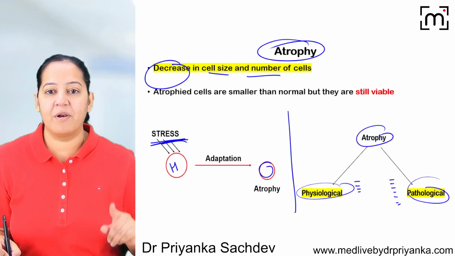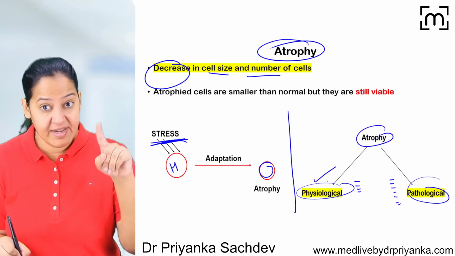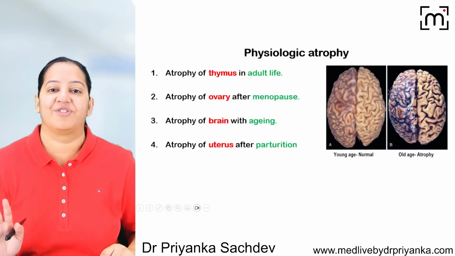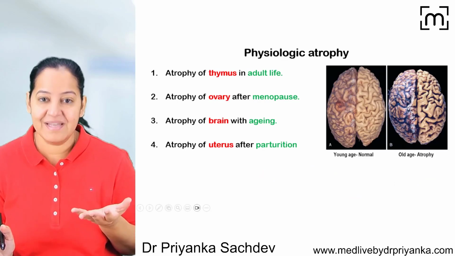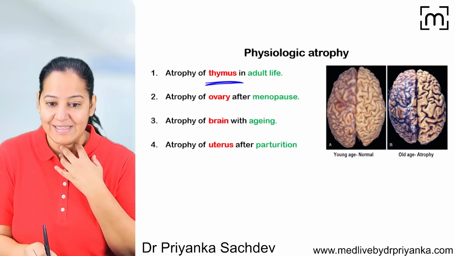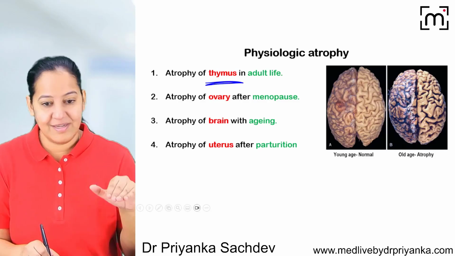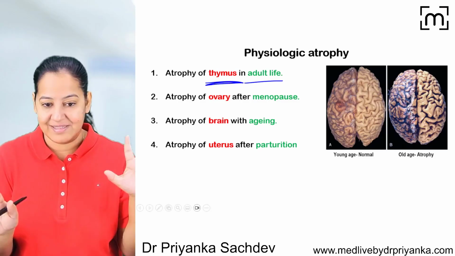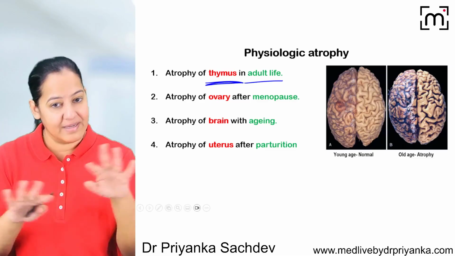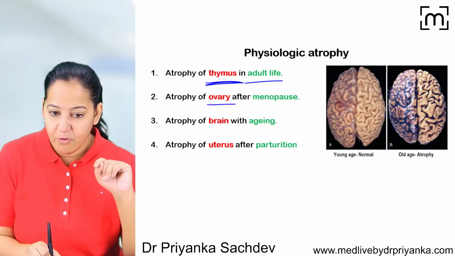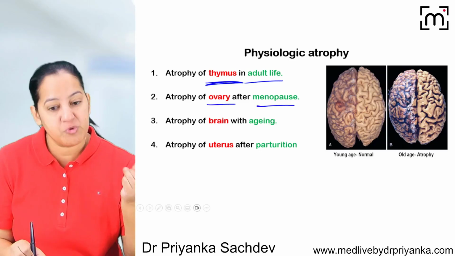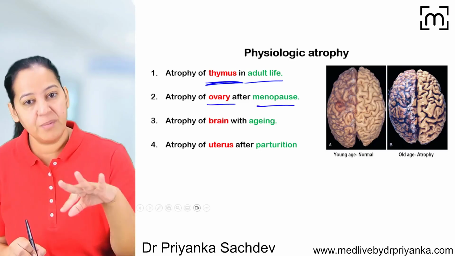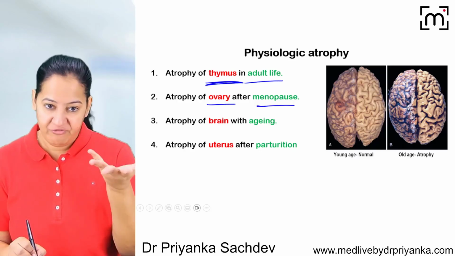Now tell me the 4 examples of physiological and 7 examples of pathological. 6 or 7 examples we will see. So first we will see physiological. In the physiological, tell me few examples. So we have a thymus as a gland. In fetus it is present, but as the person grows up, it disappears. So thymus in adult life gets disappeared. Ovaries, females have ovaries, but after menopause, when the menstruation gets stopped, the ovary gets shrunk in size. So after menopause, the ovaries get shrunk in size in females.